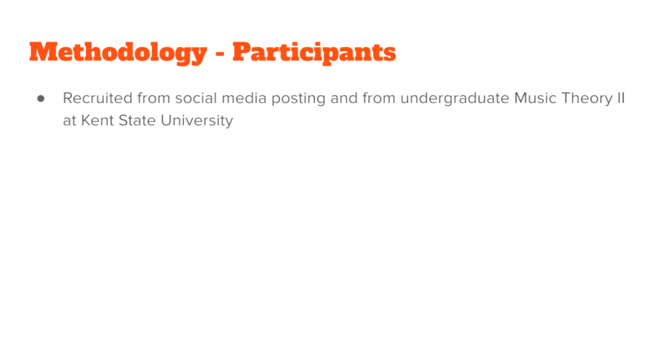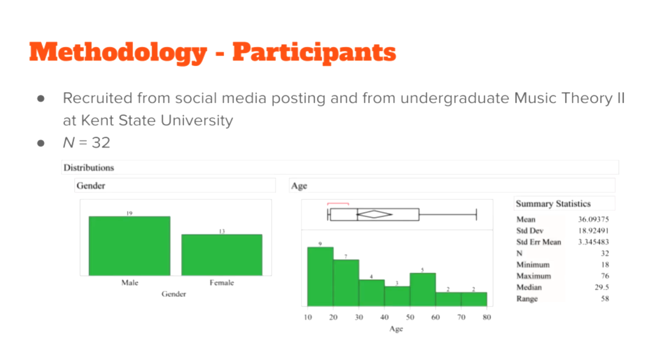Participants were recruited from social media posting and from an undergrad Theory 2 class at Kent State. The sample size was 32, composed of 19 males, 13 females, and 0 non-binary or non-reporting. Ages ranged from 18 to 76, with a mean of 36.1 and a standard deviation of 18.9.